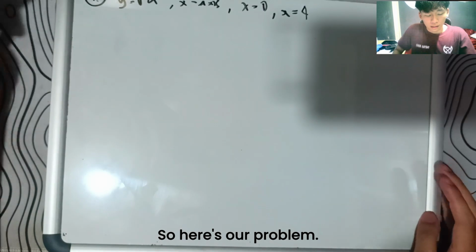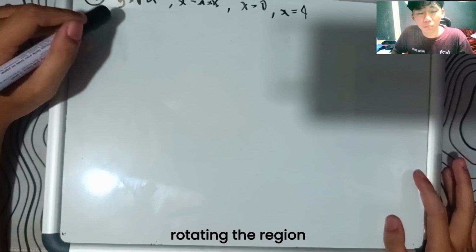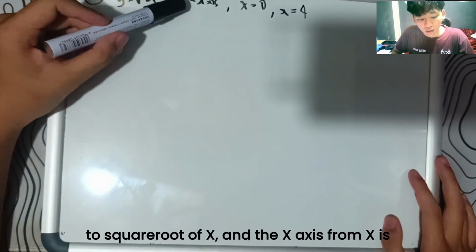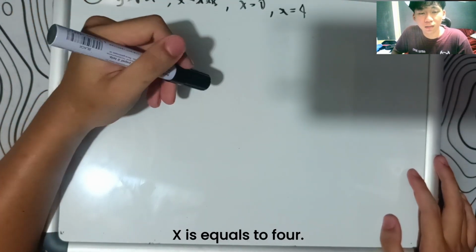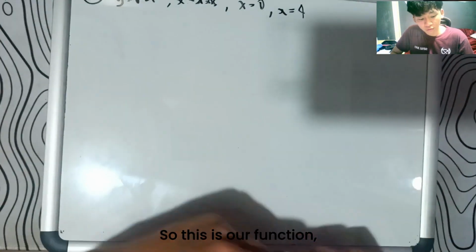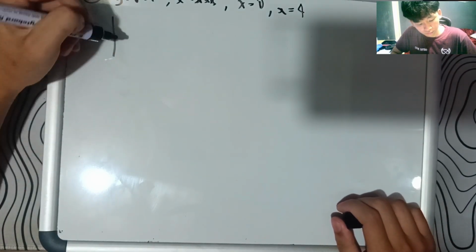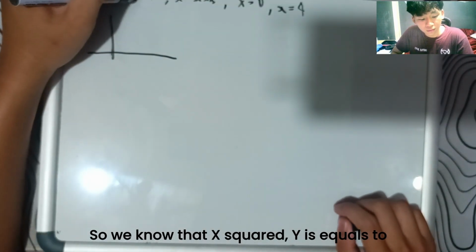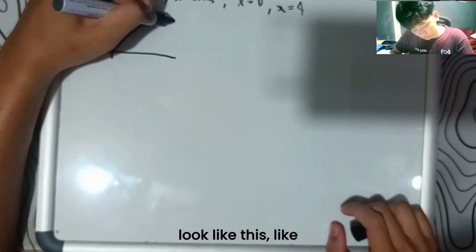Here's our problem. Find the volume of the solid formed by rotating the region bounded by the curve y equals square root of x and the x-axis, from x equals 0 to x equals 4. So this is our function. We need to graph it first. It's going to look like this, like that.